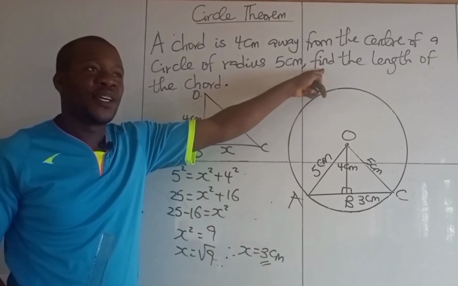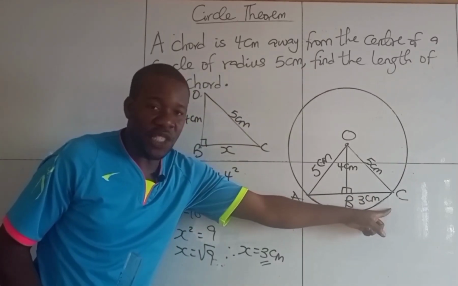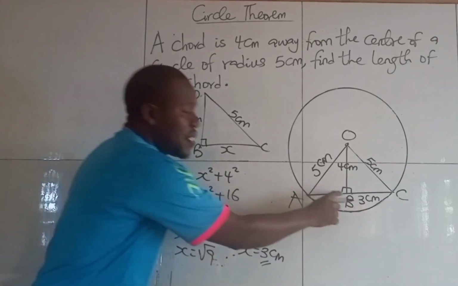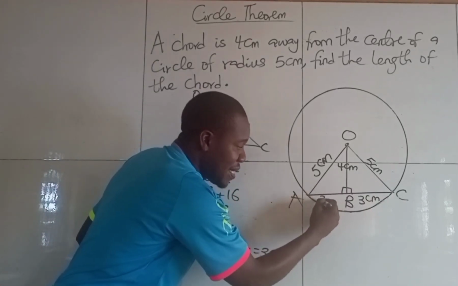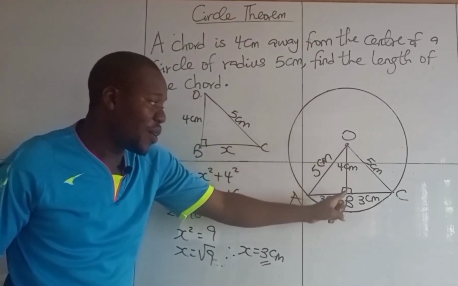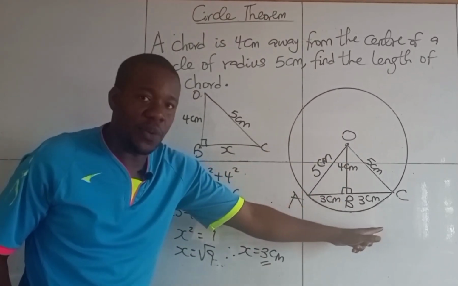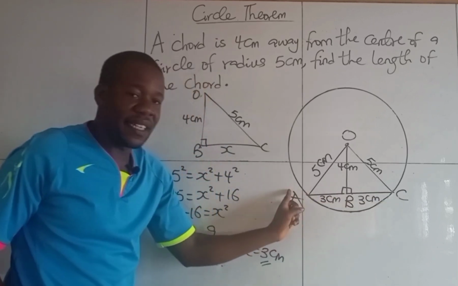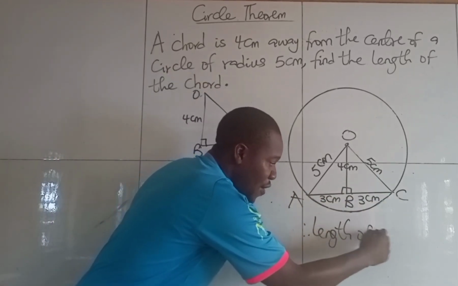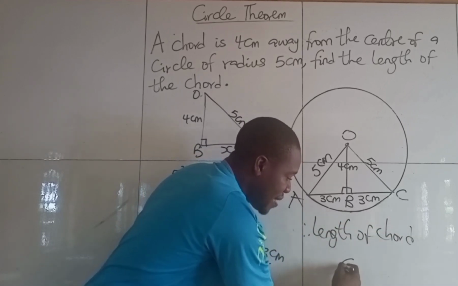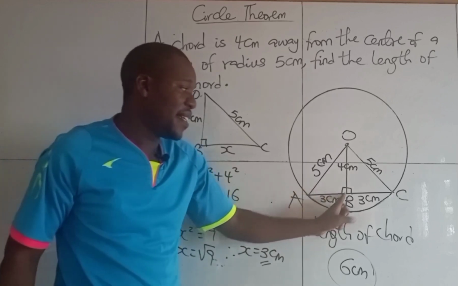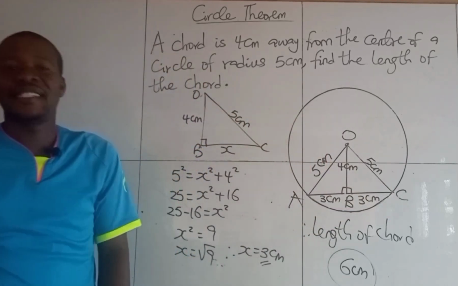Find the length of the chord. B to C is not the chord. The chord is A to C, right? But if B to C is 3 cm, A to B must be 3 cm too. Why? This line from the center to the chord must divide the chord into 2 equal parts. So this is 3, this is 3. Therefore, the length of the chord is 6 cm. So our final answer is 6. 3, 3 gives you 6.